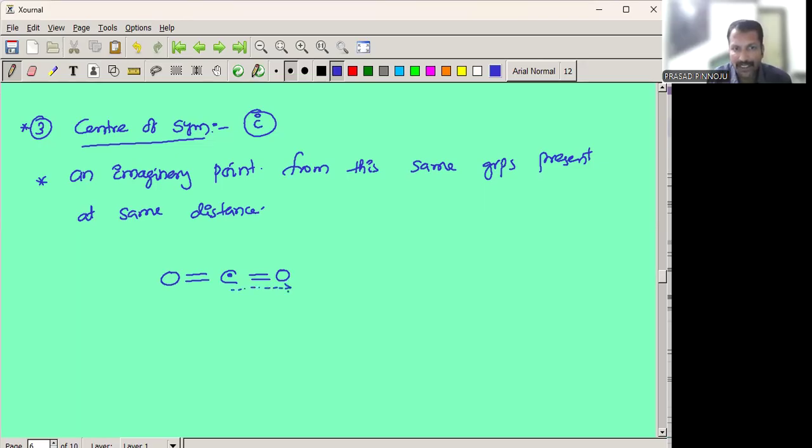So I am moving in this direction, and I get an oxygen here. Similarly, I go in the opposite direction and I get the same oxygen. So that's why this is considered as i.